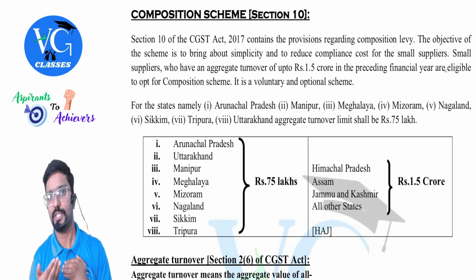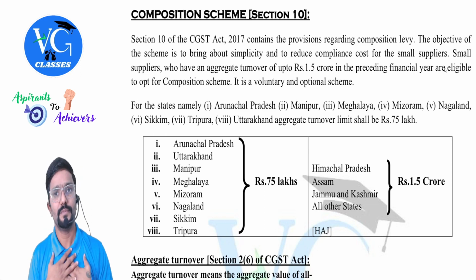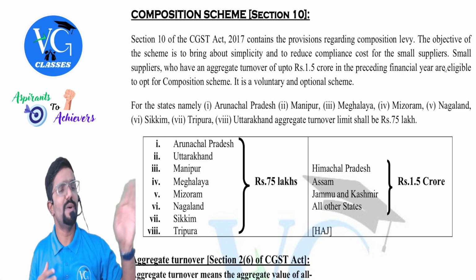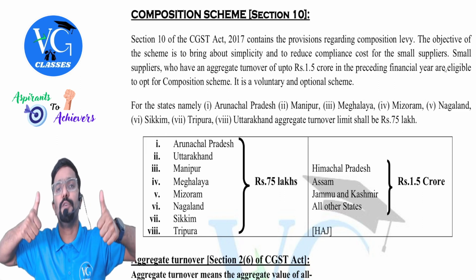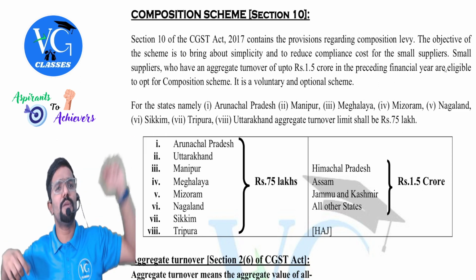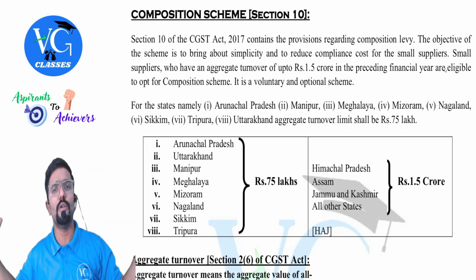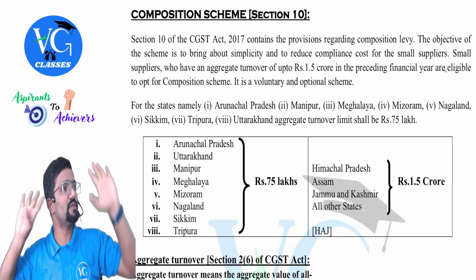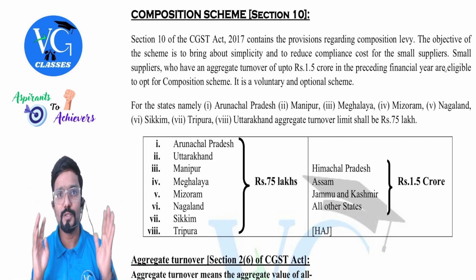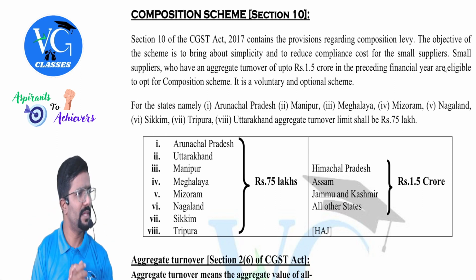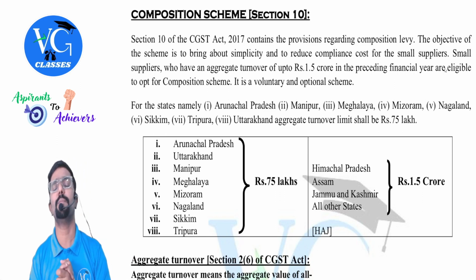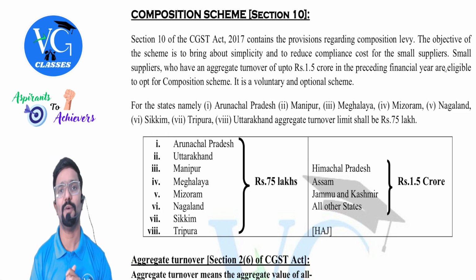If I want, I can choose it based on my turnover. Last year, they told, if your turnover is within 1.5 crore in the last year, in the current year you are eligible for the composition scheme. Sir, what if in the last year my turnover is 2 crore, 5 crore, 10 crore? You are big enough to pay tax, go to section 9. Clear? So here it is available only for the small suppliers, guys. They have told your turnover should be within some limit, only then you are eligible.